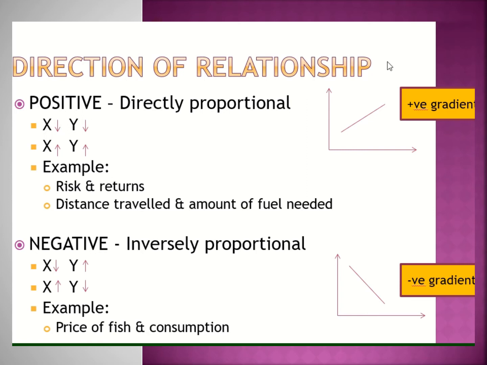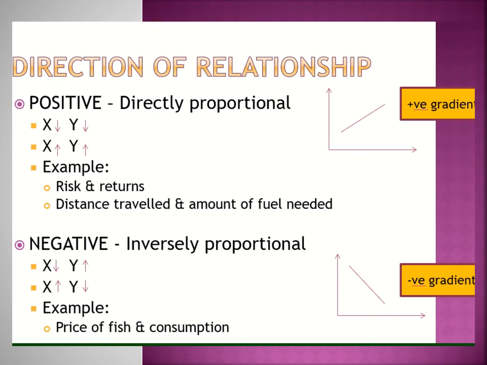So if it's a positive relationship, you can see the line going up. If one decreases, the other one will decrease. If one increases, the other one will increase. Like risk increases, returns also increase. Distance traveled increases, amount of fuel needed also increases. This is a positive relationship. A negative relationship, on the other hand, of course, you know the gradient must be negative or the line will go down. If it's a negative relationship, it moves in the opposite direction. One up, one down.